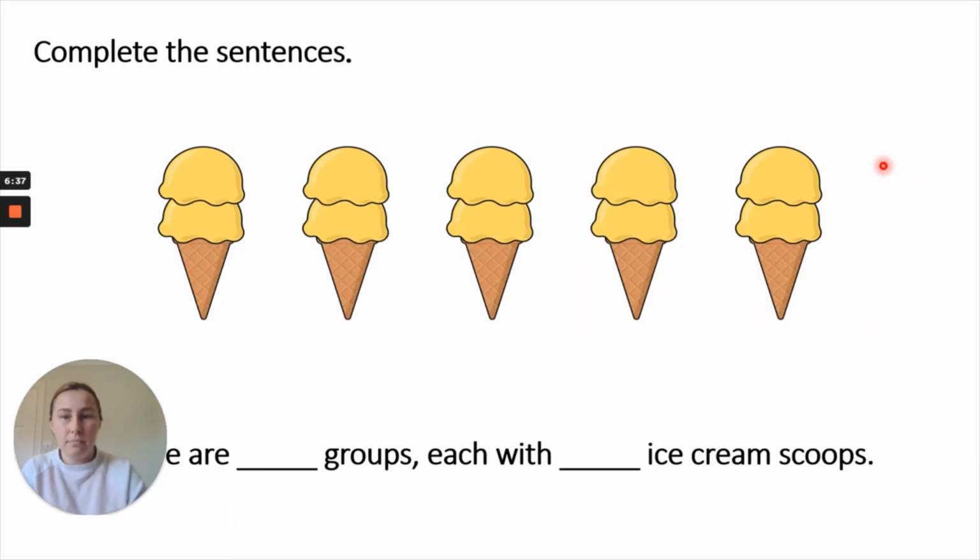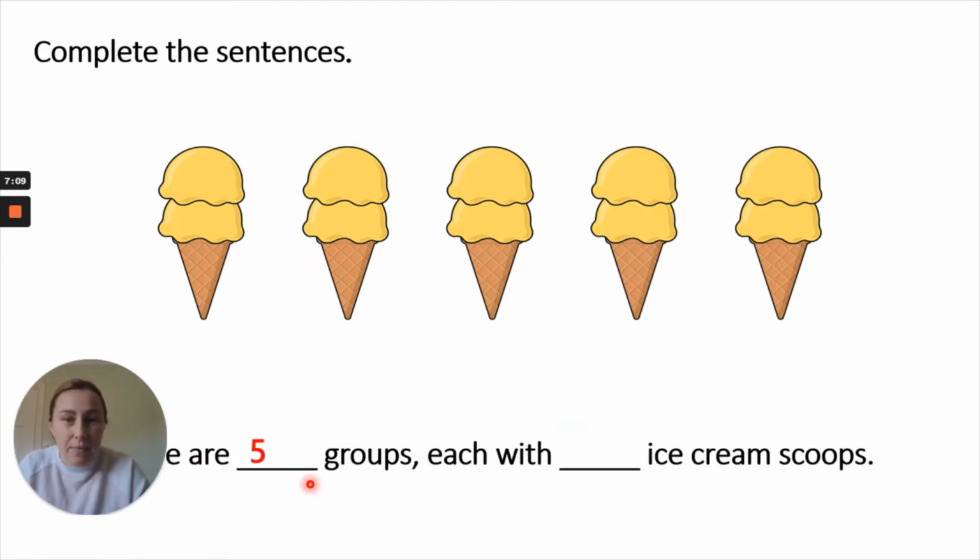Right, can you finish this sentence? How many groups are there? There are groups, each with ice cream scoop. So first we need to find out how many groups there are on our page. How many groups or how many ice creams? Did you count them? Did you get 5? Fantastic. So our first sentence is there are 5 groups.